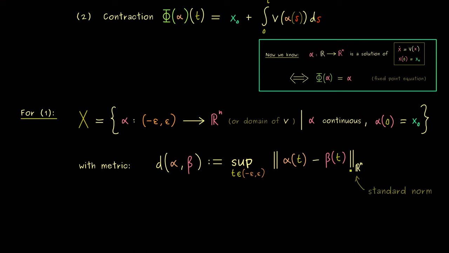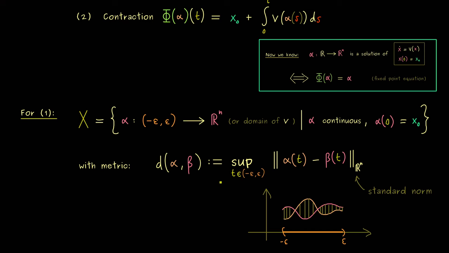In order to remember this definition here, you can always do a sketch and just put the graphs of the function in. And please recall, we only have to consider an interval minus epsilon to epsilon here. And then you should see, we have the graph of the function alpha and the graph of the function beta. And now what we do is that for each point t, we just measure the distance of the values at this point t. In other words, we have a lot of distances here, and then we simply take the supremum at the end. And this supremum is what we call the distance between alpha and beta.